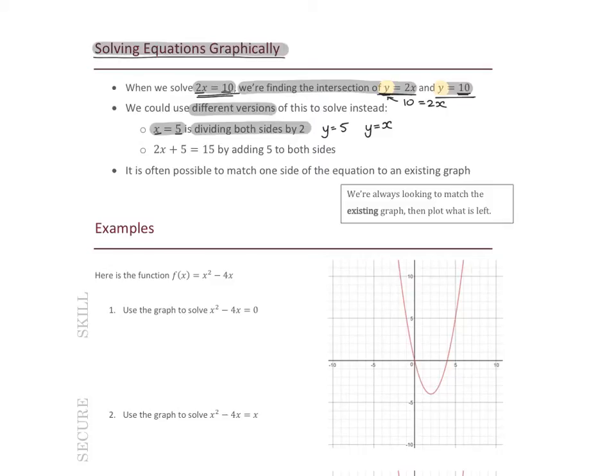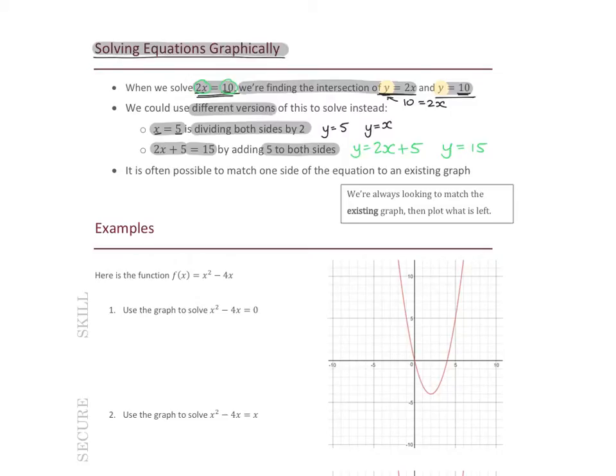Or we could have 2x plus 5 equals 15 by adding 5 to both sides. So I've added 5 to that and added 5 to that. And again, that's y equals 2x plus 5 and y equals 15. So as long as we do the same to both sides, we can manipulate these equations.